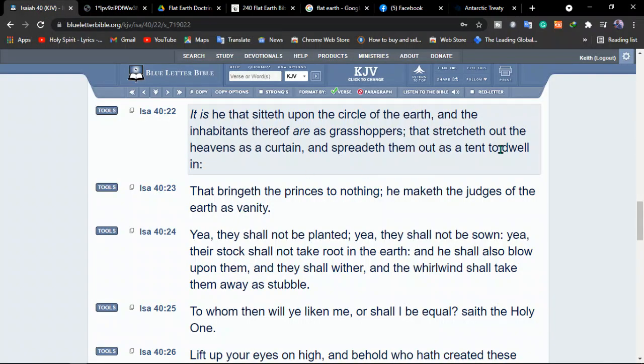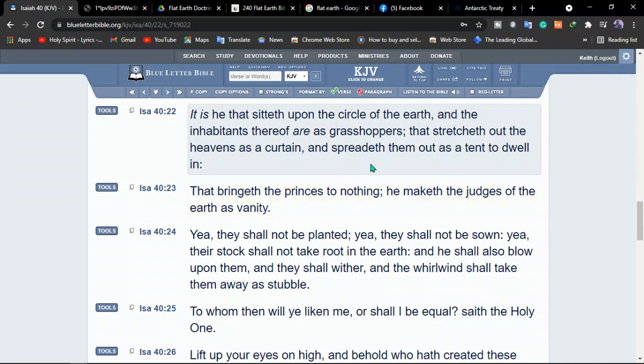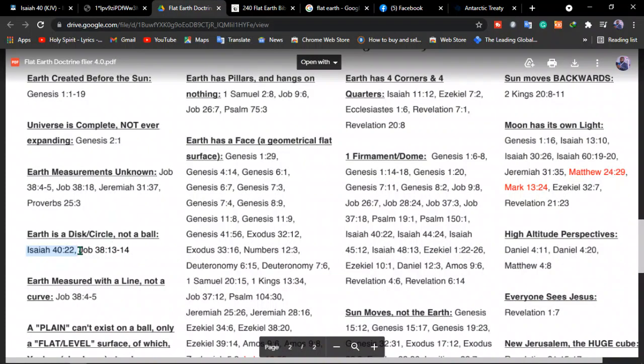That stretcheth out the heavens as a curtain. You see? The heavens like a curtain. Like this. You see? It's like a curtain. The heavens. Making some sense? And spreadeth them as a tent to dwell in. Does this not look like a tent? Like a tent where we're living in a tent? Oh, man. If this doesn't open your eyes, then I don't know what will.